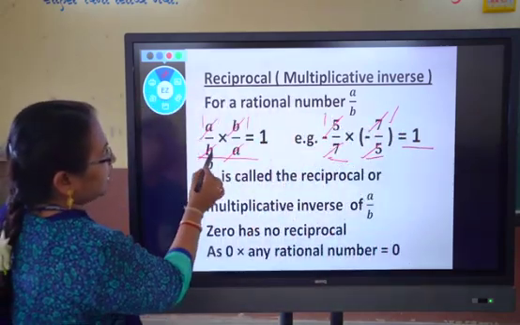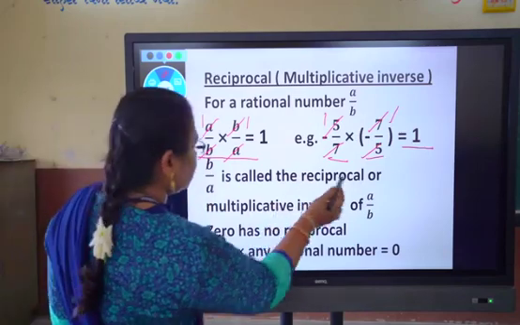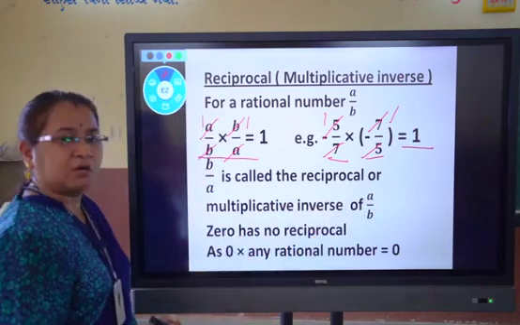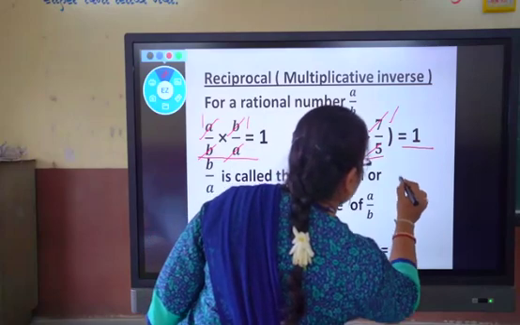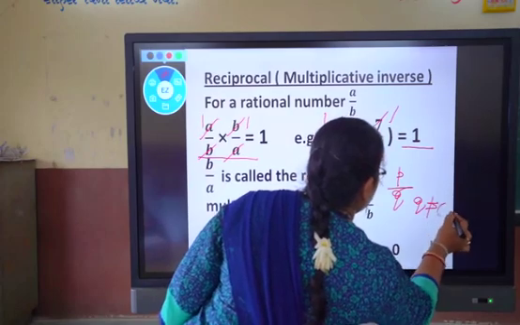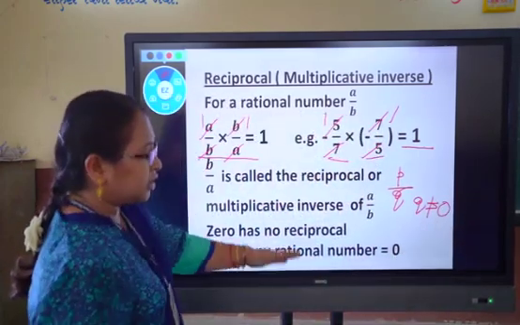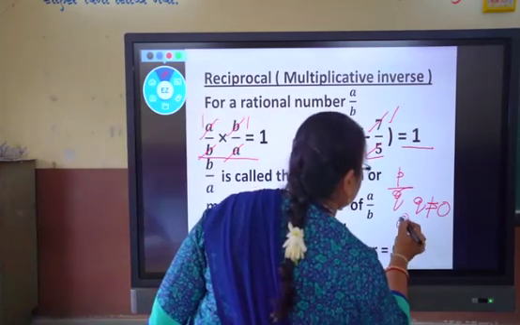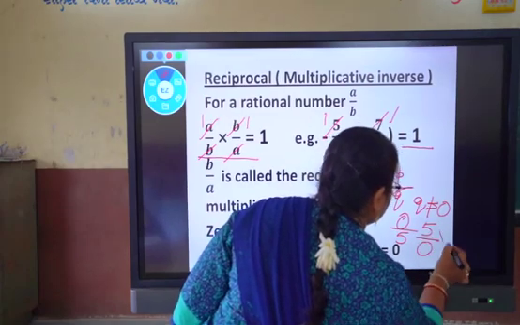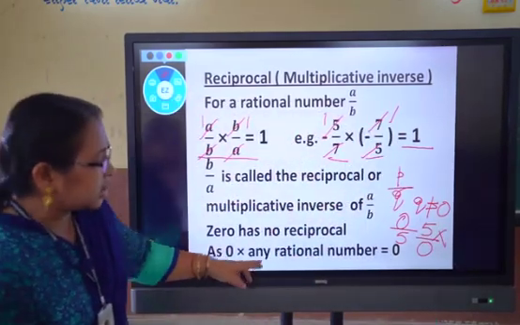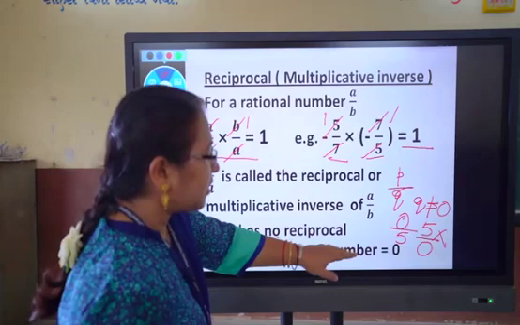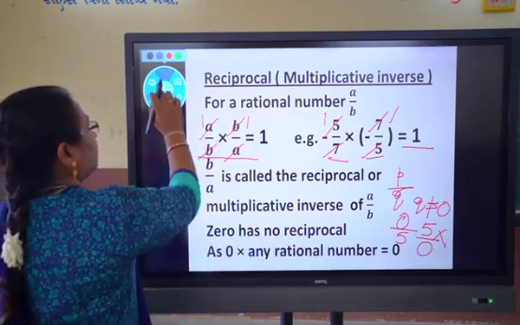So this b upon a, which we multiplied with a upon b, is called the reciprocal or multiplicative inverse of a upon b. But 0 has no reciprocal. Why? Because in the denominator, we had studied p upon q, for the rational number, the condition was that q cannot be equal to 0. So in the denominator, 0 cannot come. We can write 0 as 0 upon 5 also, but we cannot write 5 upon 0. Because 0 multiplied by any number will also give us 0. We will never get 1 by multiplying with 0. So 0 has no reciprocal.